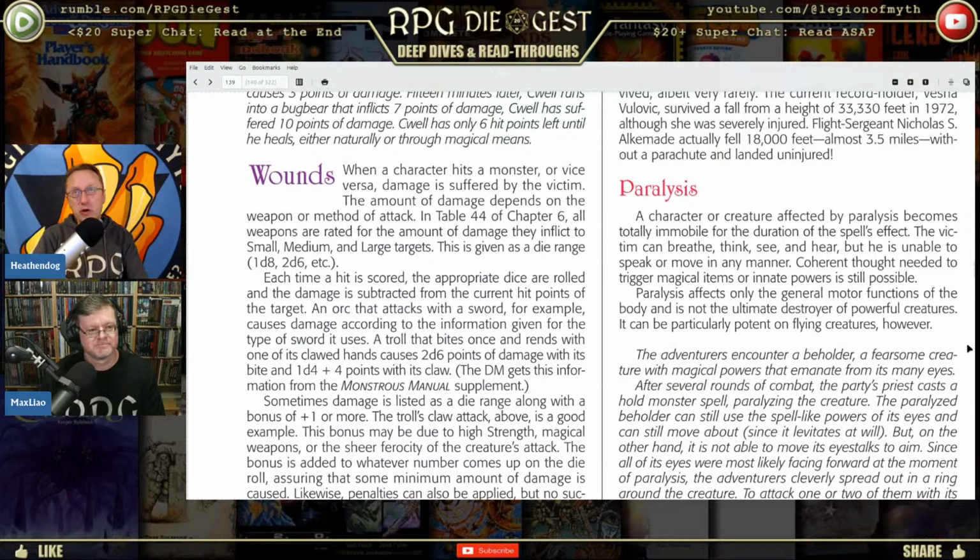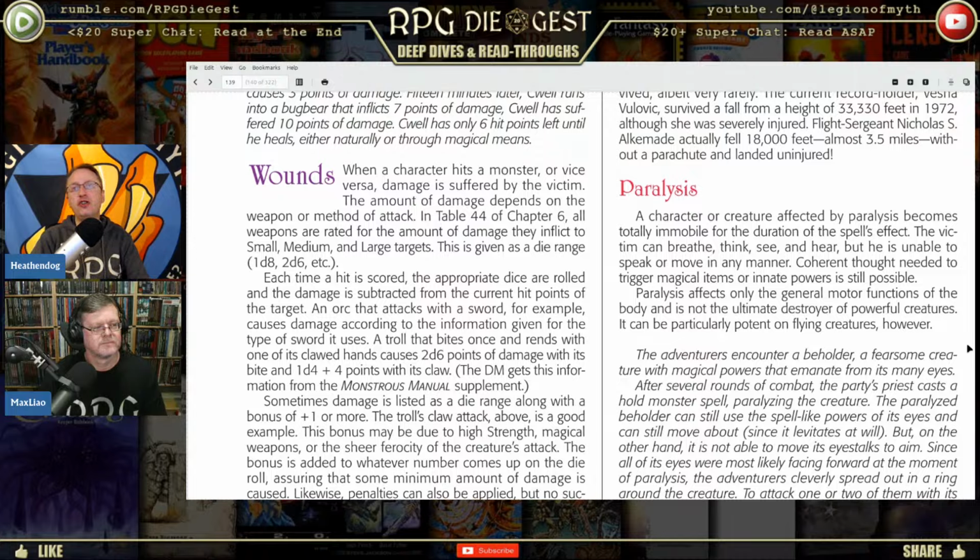Paralysis. A character or creature affected by paralysis becomes totally immobile for the duration of the effect. The victim can breathe, think, hear, and see, but he's unable to speak or move in any manner. Coherent thought needed to trigger magical items or innate powers is still possible. But remember, casting spells is probably not, because most spells require at least a somatic or verbal component, and when you're paralyzed, you can do neither.